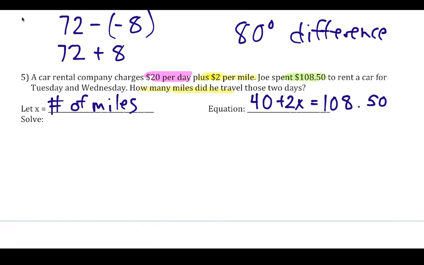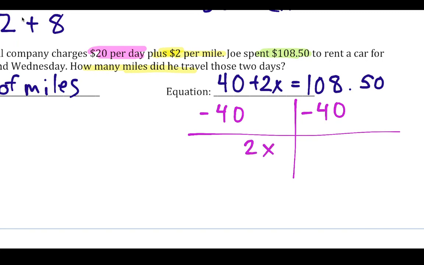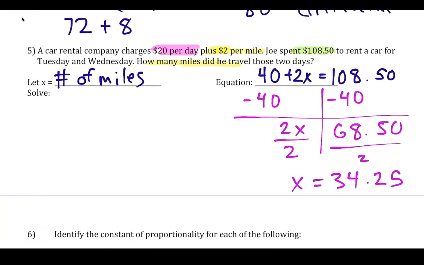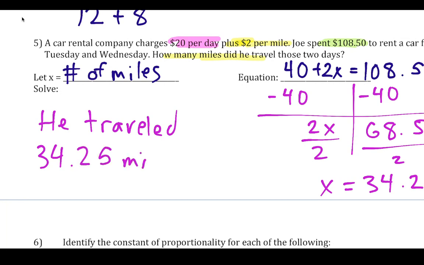All right. So I can solve this by subtracting the constant. That $40 was not part of the mileage cost. So we get $68.50. Divide that by 2. So x is equal to 34.25. So he traveled 34.25 miles. All right.